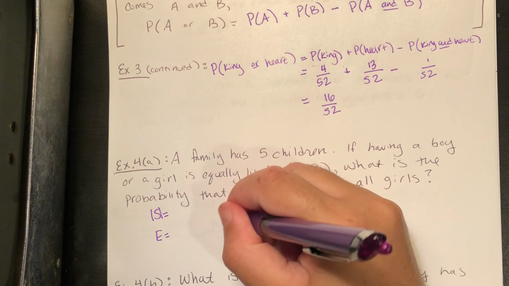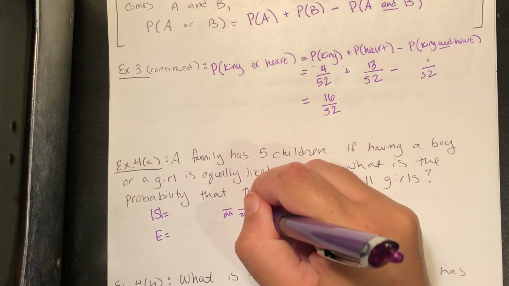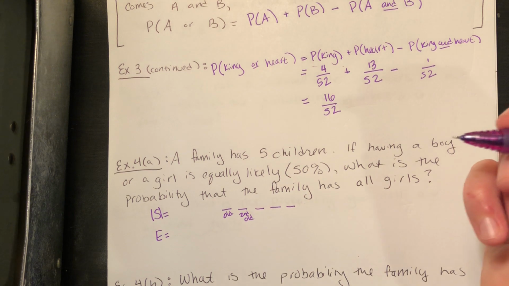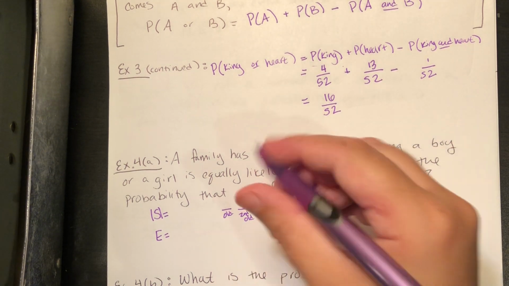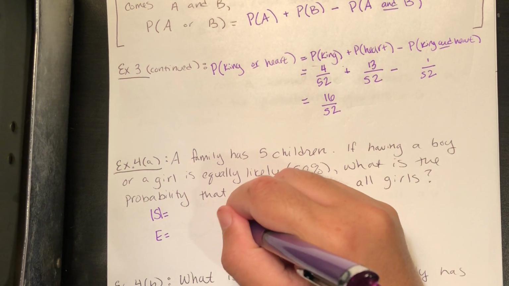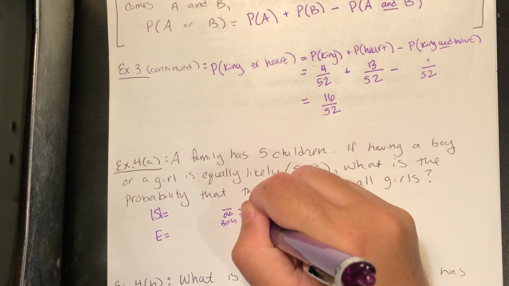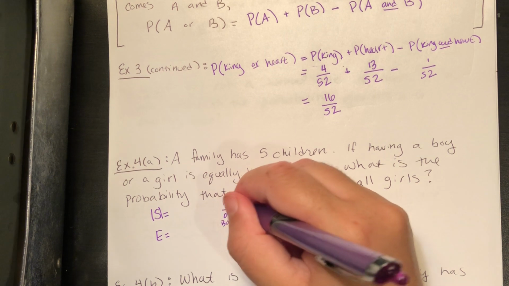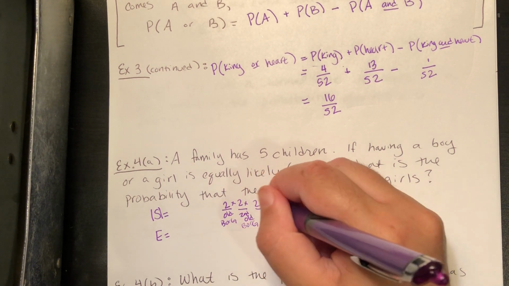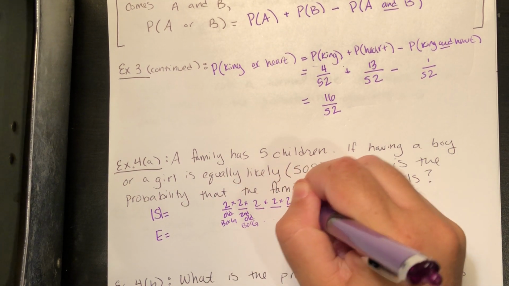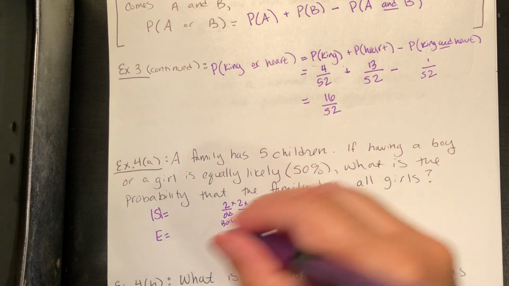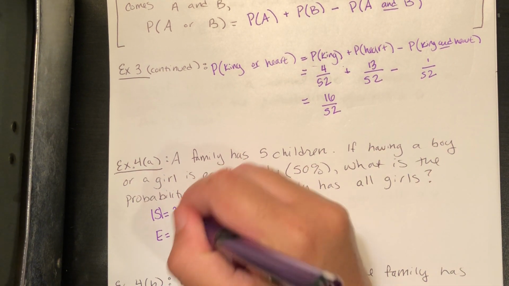They have an oldest child, a second oldest child, a third oldest child, a fourth oldest child, and then a youngest child. Each one of these children can be either a boy or a girl. They're telling us that it's equally likely. So there are 2 options for each of the 5 children, and so there are 2 to the 5th power, or 32 different possible outcomes here.